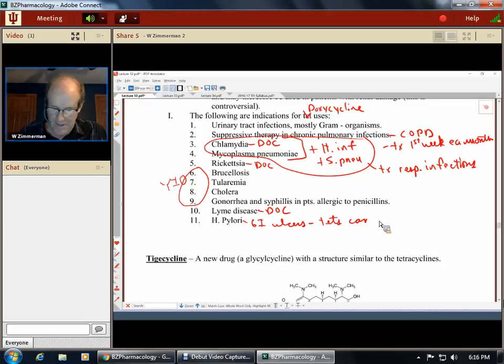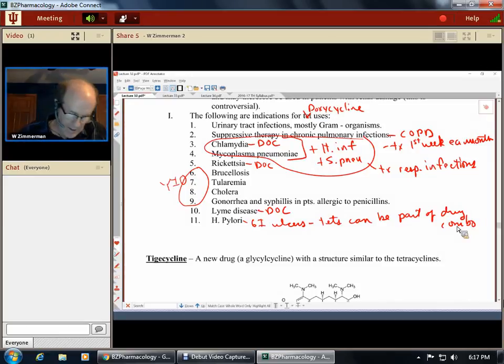That can be part of a drug combo, but I actually don't see it used for that a whole lot. So, even number 11, I'm going to say is for your information only. You can remember doxycycline is a drug of choice for Lyme disease, rickettsia.